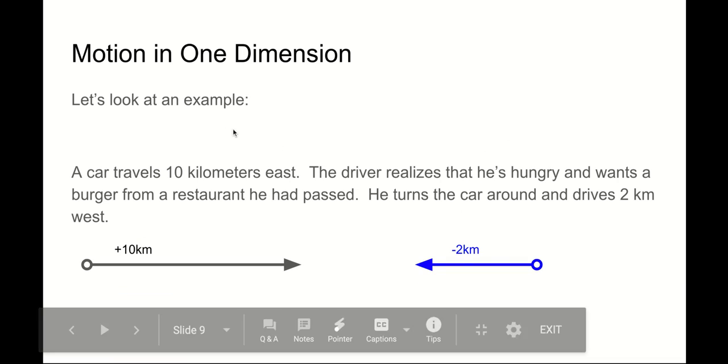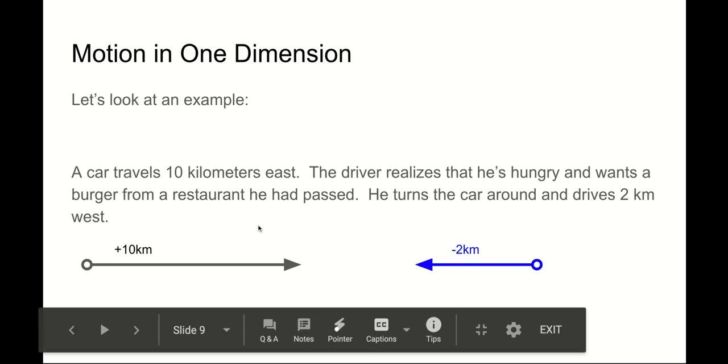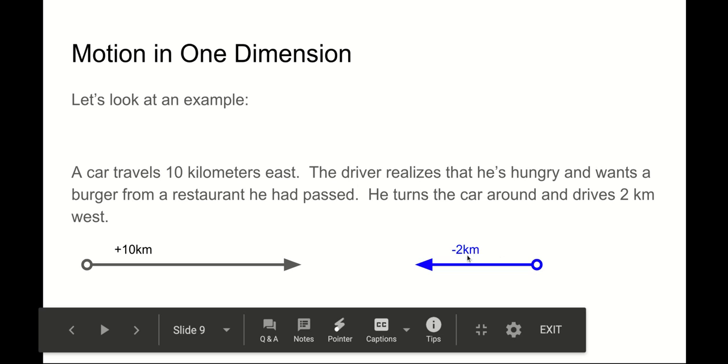So let's look at a different example here. Let's say that car now travels 10 kilometers east. The driver realizes that he's hungry and wants a burger from a restaurant that he had passed. So he turns that car around and drives 2 kilometers west. Because we're going in a different direction on that same plane, we're going to give that 2 kilometers west a -2 value.